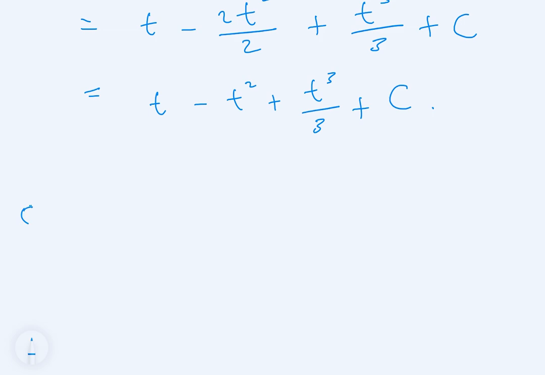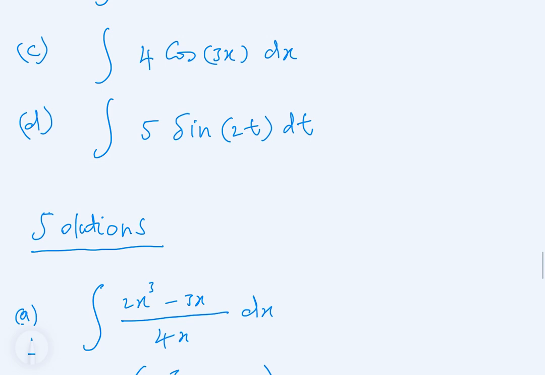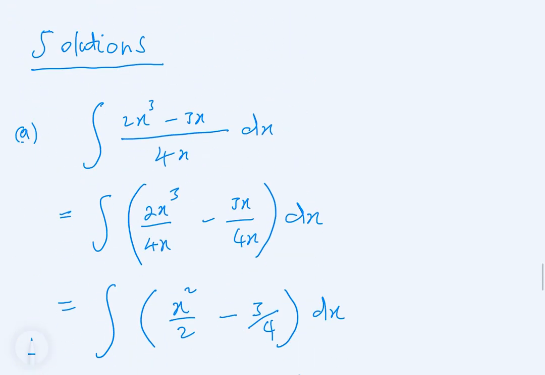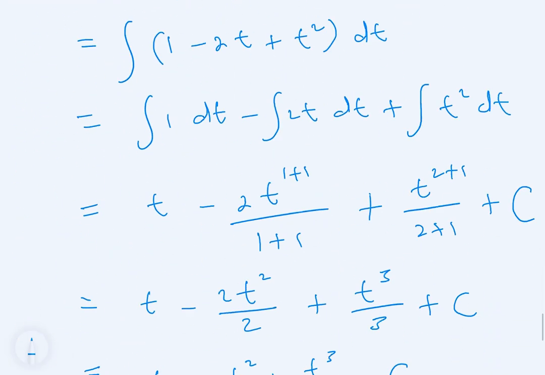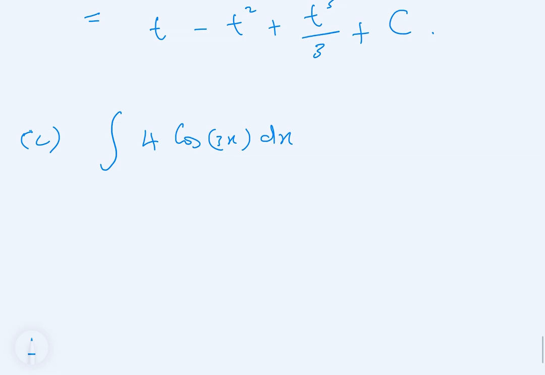And then we go ahead to the next example, example C. Now in example C, we are integrating 4 cos 3x with respect to x, right? We're integrating 4 multiplied by cos 3x with respect to x. Now for this one, we are going to apply one of the formulas in the formula sheet.